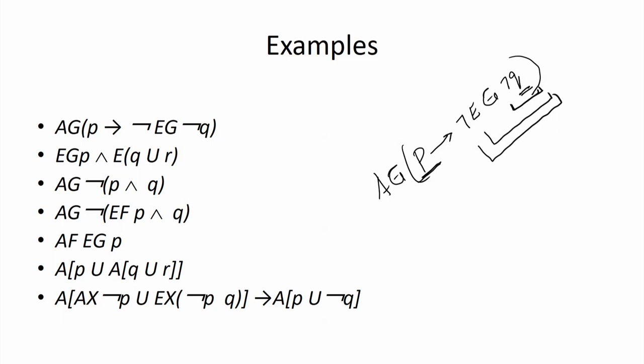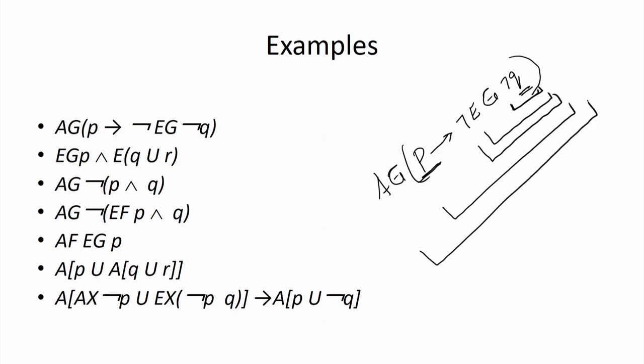Now, if I am having two CTL formulas phi 1 and phi 2, then we can connect these two CTL formulas with any logical connective. So, this is also a CTL formula: P implies not of E G not of Q. Now, if phi is a CTL formula, then with the help of temporal operators along with the path quantifier, we are going to get a CTL formula. So, A G phi is also a CTL formula. So, if we look component wise, then all the components are CTL formulas, and by connecting them with logical connectives or temporal operators, we are going to get a valid CTL formula.